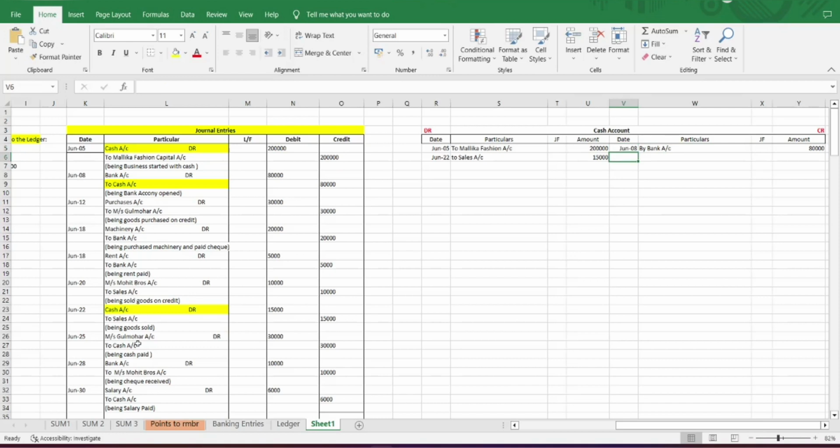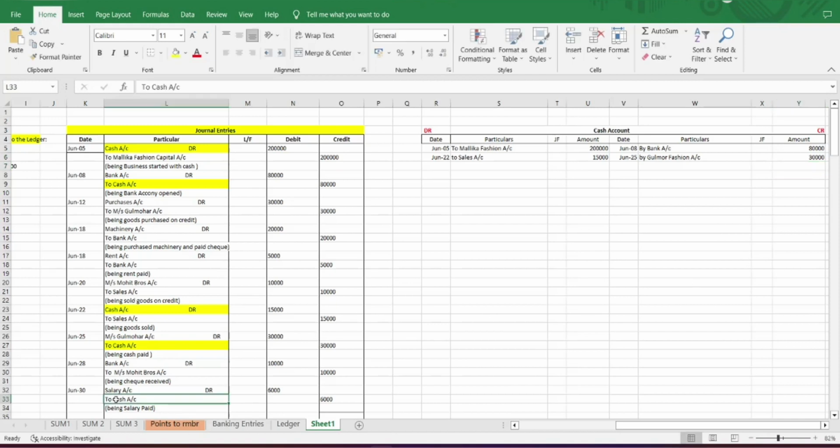Next, we have a cash transaction here. Here cash account is credited again. Cash account credited by Gulmohar Fashion account dated June 25th. Amount of rupees 30,000.